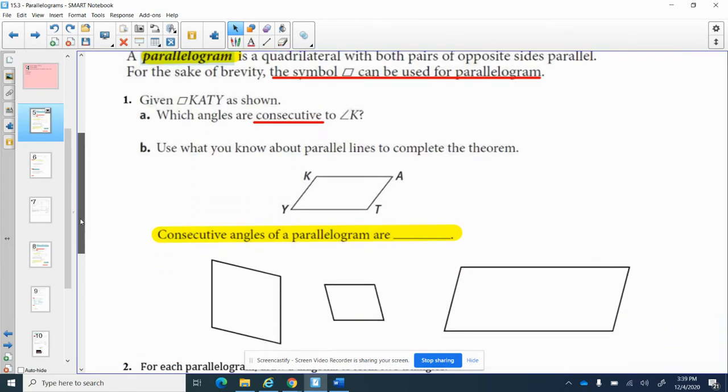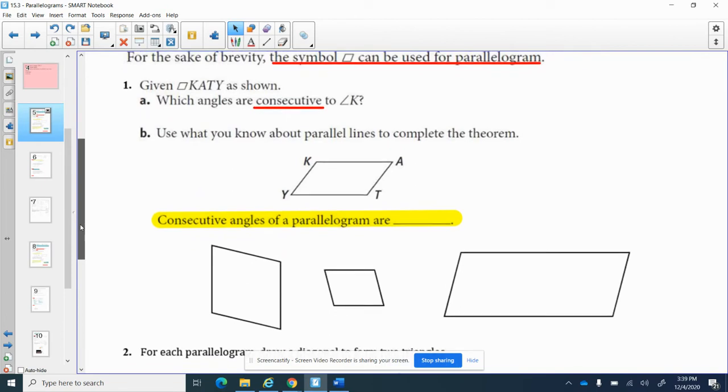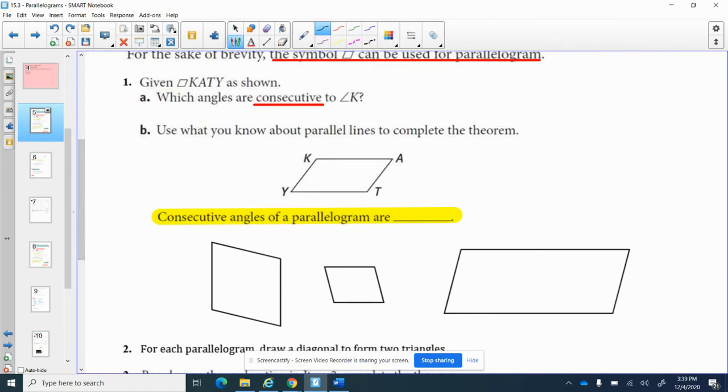Okay, so below it says parallelogram KATY is shown, and we want to talk about which angle is consecutive to angle K. So here's angle K. There's going to be two angles that are consecutive to that. That's going to be angle Y and angle A, right? And we know that they are consecutive because they're next to angle K. Now, our parallelogram, we know, has two pairs of parallel sides, right? That's the definition of it.